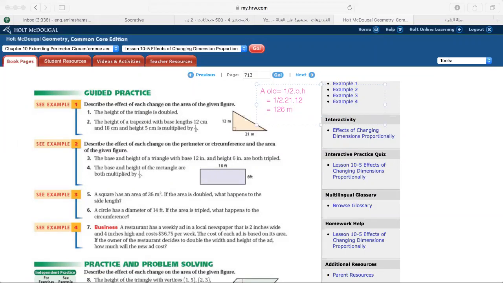Now the new area, when the height is doubled. The height here is 12. When I multiply 12 by 2, it will be 24. Double means multiplied by 2. So now I'm going to multiply 12 by 2, then multiply by half, and then multiply by 21.